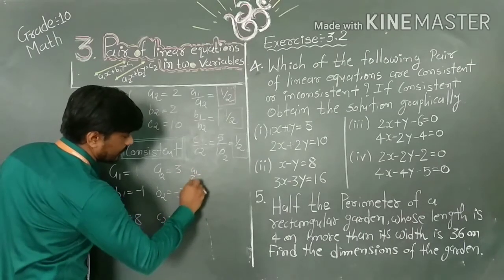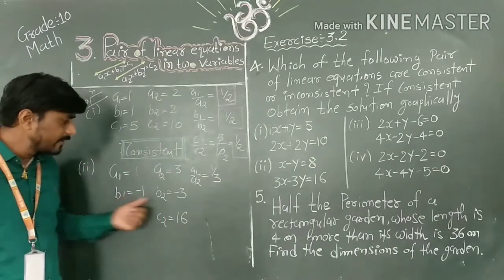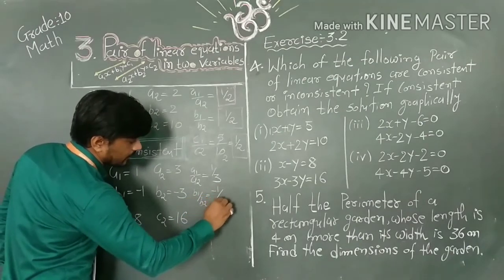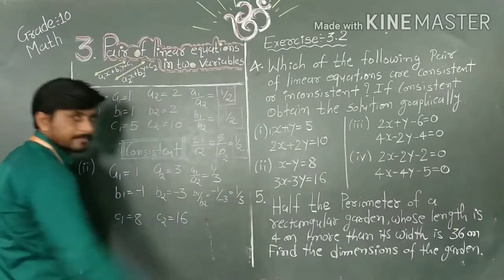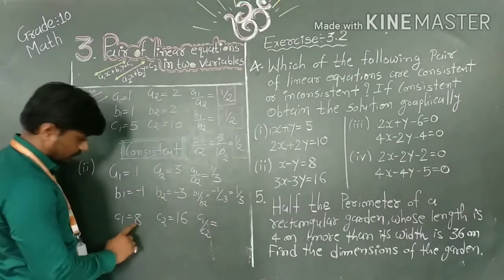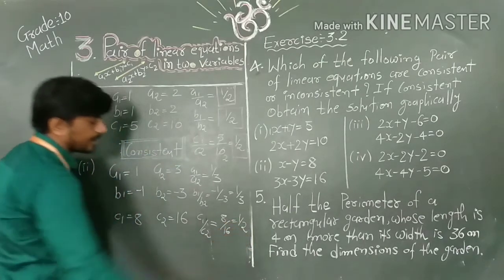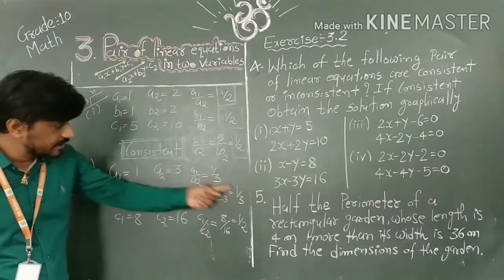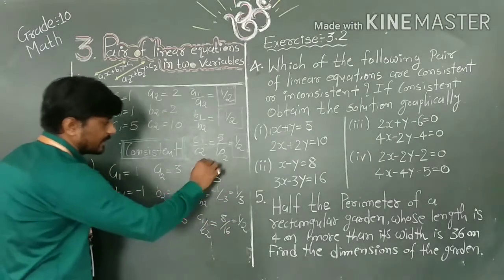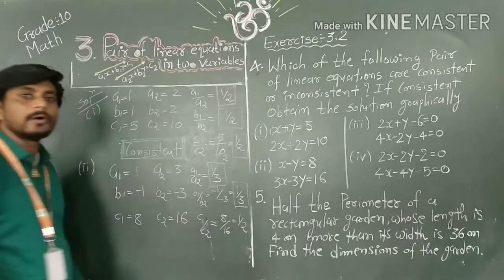Now the a1 upon a2 ratio is equal to 1 upon 3. Now b1 upon b2, that means minus 1 upon minus 3, 1 third. And c1 upon c2 is equal to 8 upon 16, that means 1 half. By comparing these three ratios, the first two ratios are the same but the last one is not. Therefore a1 upon a2 is equal to b1 upon b2 is not equal to c1 upon c2.